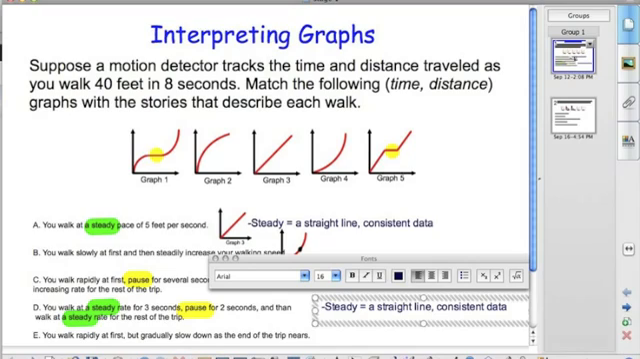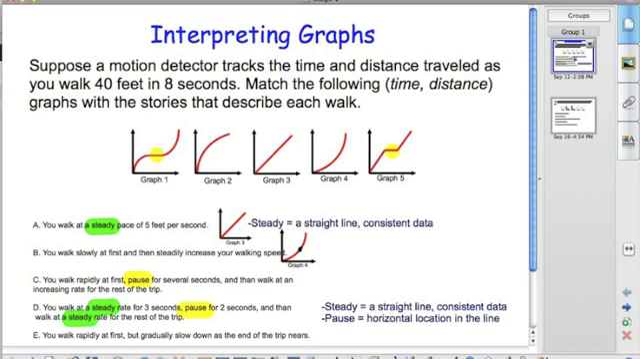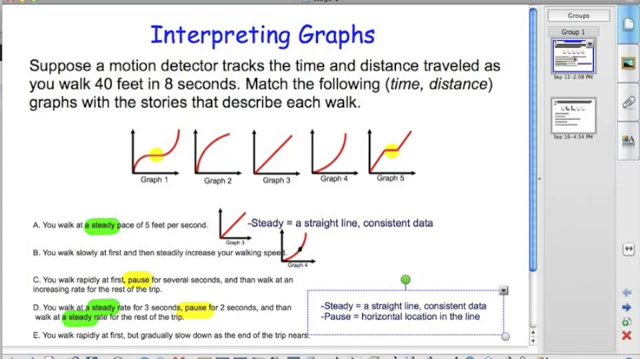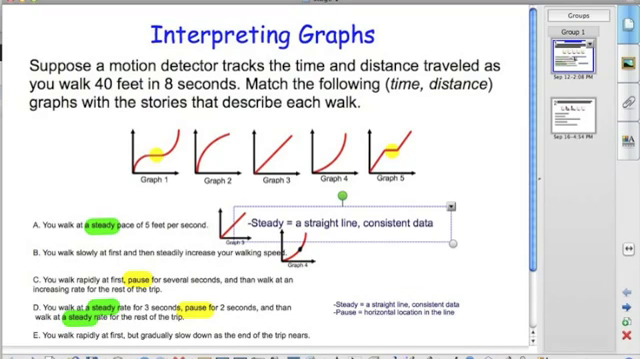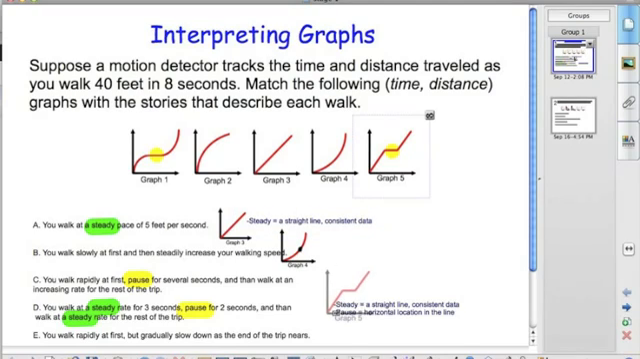So steady is a straight line, and also a pause is a horizontal location in the line. Right, so both of these things are important for letter D. And the only graph that I can see that has our pause, in addition to having straight lines on either side, is going to be graph 5. So we'll pull graph 5, and that goes with our letter D.